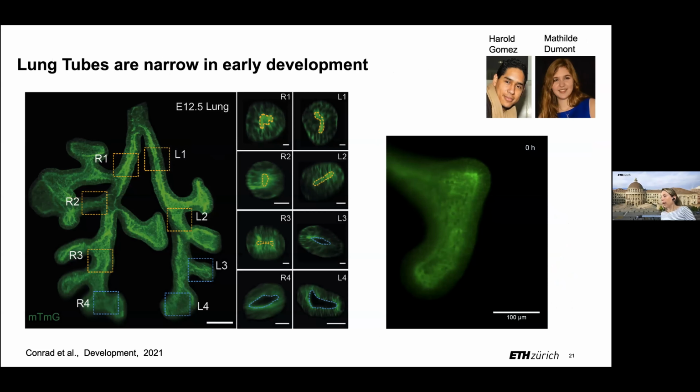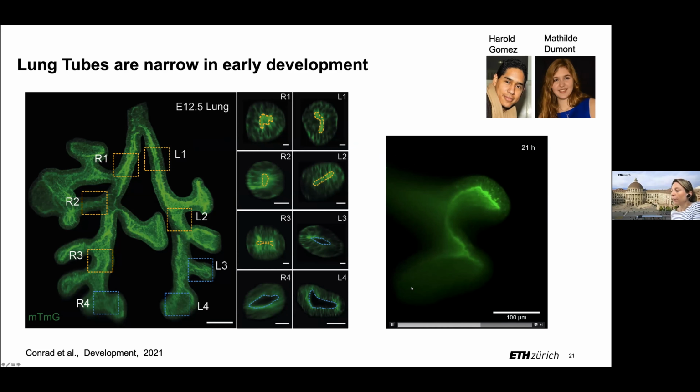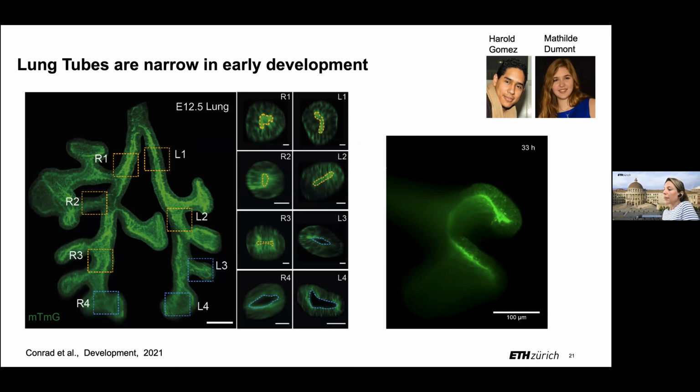Now, what Harold Gomez realized when he looked at the light sheet images is that those tubes are very narrow. So only at the butts do you see openings, but the tubes themselves are so narrow that with the fluorescent signal, we can't see any open spaces. And the same holds also when we do live imaging of branching lungs. And so that means it's not a clearing or whatever artifact.